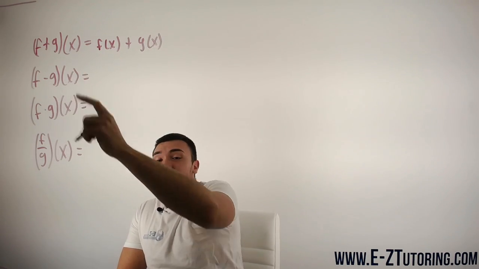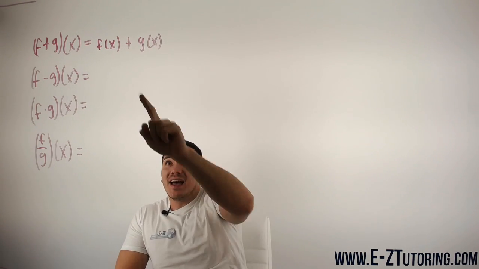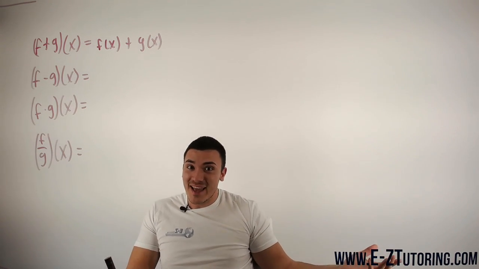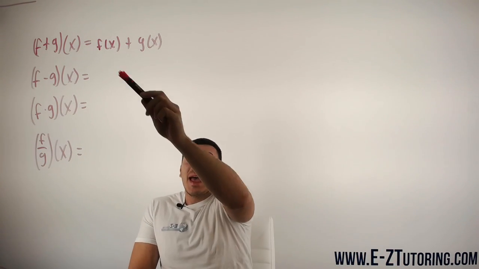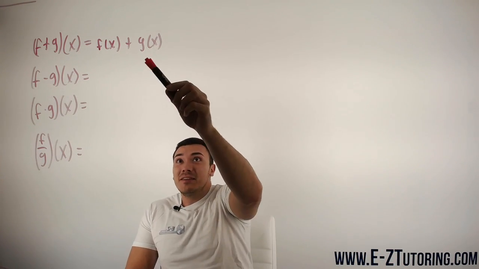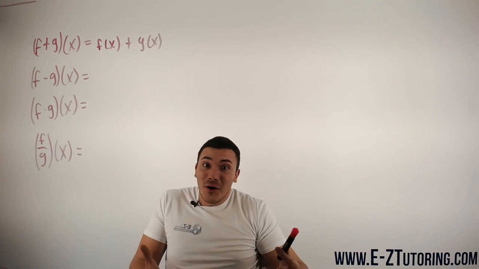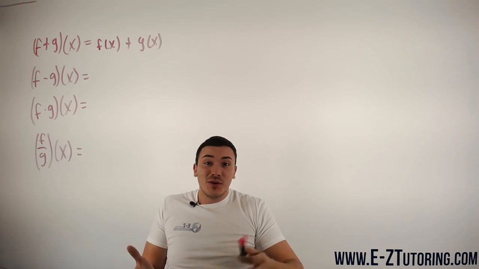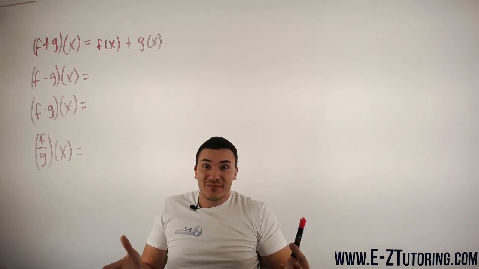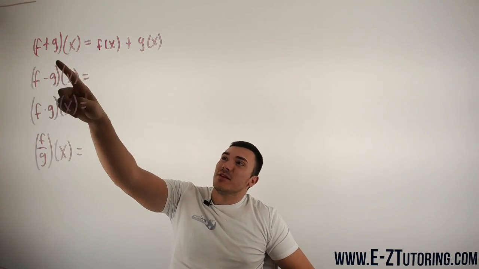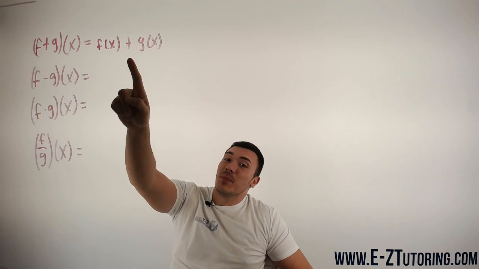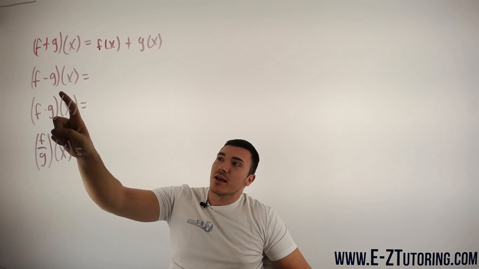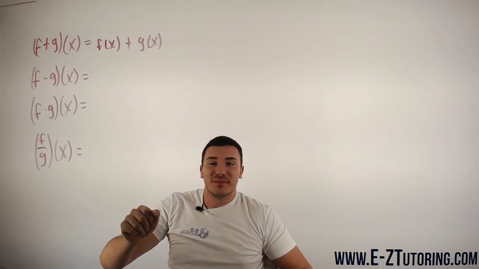This is just 2 different ways of writing it, and obviously this way makes a lot more sense because f of x is just a function and g of x is just a function. All you're doing is adding 2 functions together. That's it. So don't let this notation fool you. It is as simple as addition, subtraction, multiplication, and division.